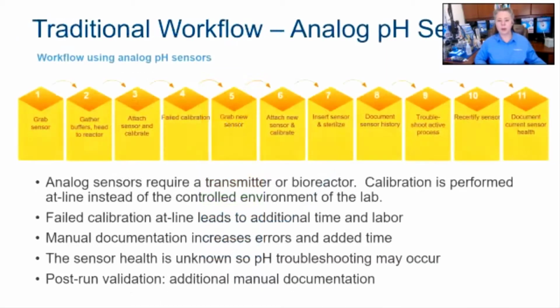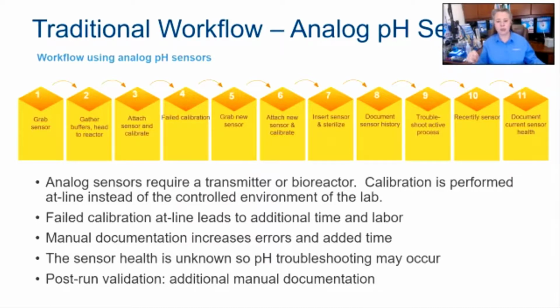So is there a better way? If you think about the workflow for an analog pH sensor, this is what you need to do every single time. And this is assuming everything works. If you fail, you have to start over. So you get a sensor out of the closet, you gather your buffers, and you go over to the bioreactor. You attach the sensor to the bioreactor, you calibrate it at the bioreactor in your buffers. Oops, you failed the calibration. You have to go back and grab a new sensor.